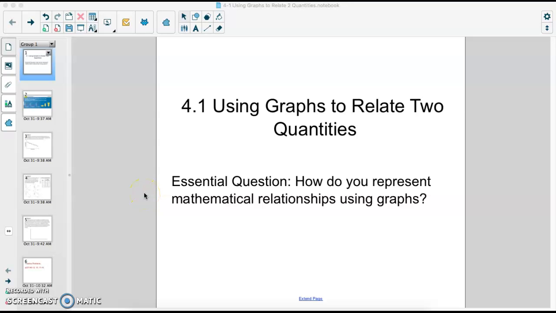Hey guys, welcome to 4.1, using graphs to relate two quantities. Our essential question today: how do you represent mathematical relationships using graphs? As you can tell, this is a fairly short lesson. There's only really 4 slides here.